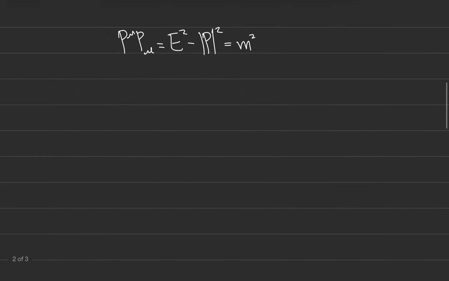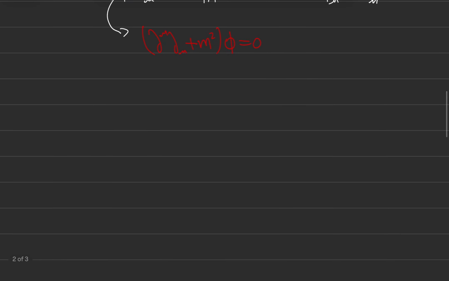Now we have seen that the way we derive the Klein-Gordon equation from this is by substituting p_mu with i partial_mu. When we do that, this relation becomes the Klein-Gordon equation: (partial^mu partial_mu + m squared) phi = 0. So the Klein-Gordon equation is nothing but the field theorization of the energy momentum relation, kind of.